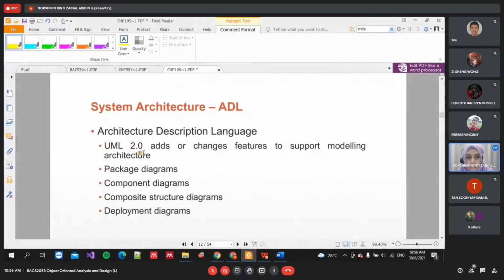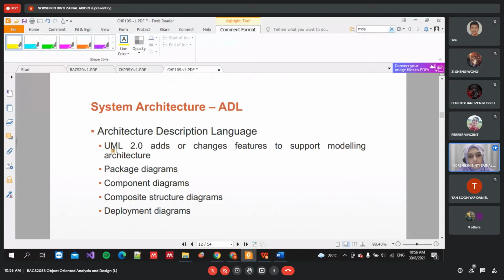Then what is ADL? As you can see here, ADL is architecture description language. But what is an architecture description language? ADL is actually a language that uses graphical or textual notation, or it can be both, to describe the software system in terms of its architecture.